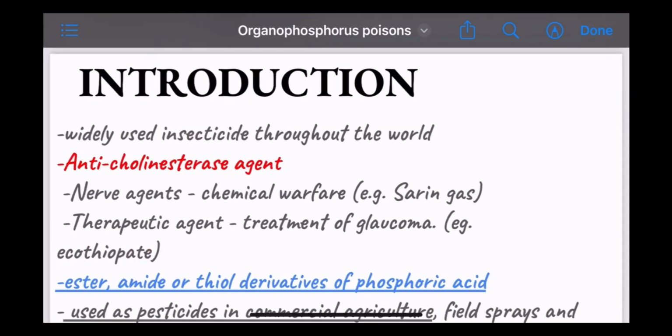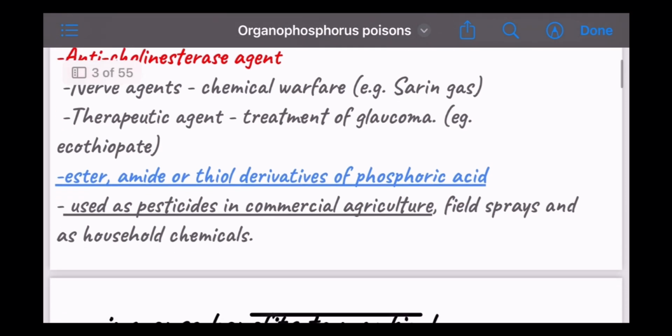So what is organophosphorus poison? It is a widely used insecticide throughout the world. Fine, it is an anticholinesterase agent and it can be used in wars also, and it has therapeutic uses in the treatment of glaucoma. So it is basically used in pesticides in commercial agriculture and all those things.